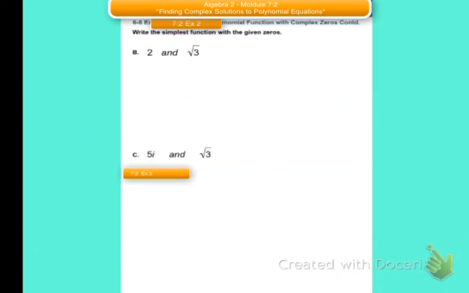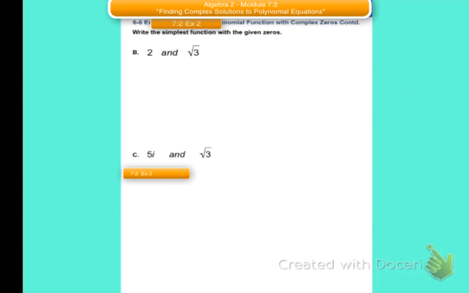So this last example has two different parts, B and C. And notice that in both cases, they're just listing two roots. But remember, if you have a root that has a radical in it, then it has a conjugate pair. And also, if you have imaginary zeros, complex zeros, then you're also going to have a conjugate pair to go with it, even if it's not listed.